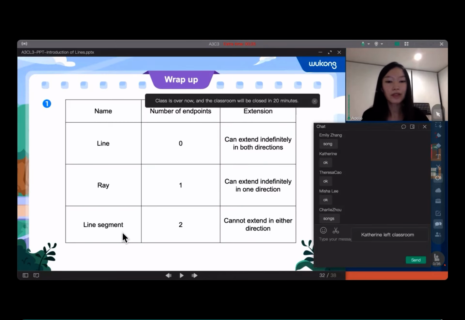And then for line segments, we're going to have 2 endpoints, one on each side, and then a straight line in the middle, okay? And it cannot extend in either direction.